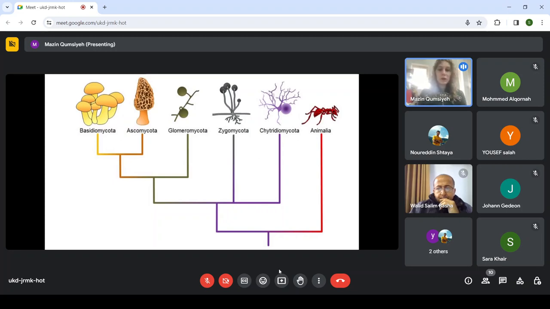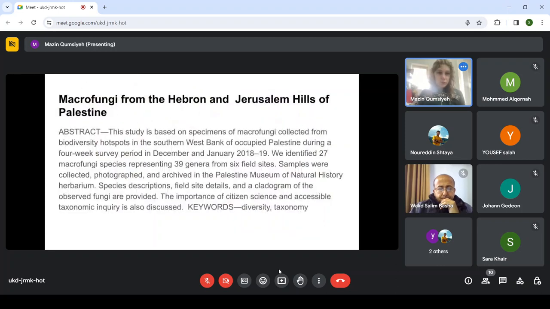So what are we going to be talking about in regards to fungi? Let me pull up the next slide. So when I was here in the past, in 2019, we wrote a paper where we did a biodiversity survey, right? So this is the abstract for it. And I'm going to basically summarize the most visual results of this paper. But we visited field sites throughout the West Bank and photographed and gathered a number of fungal specimens, and they're now stored in the museum archives here for further research.